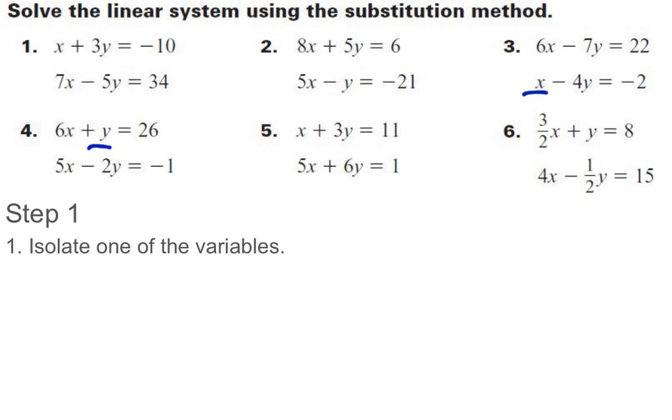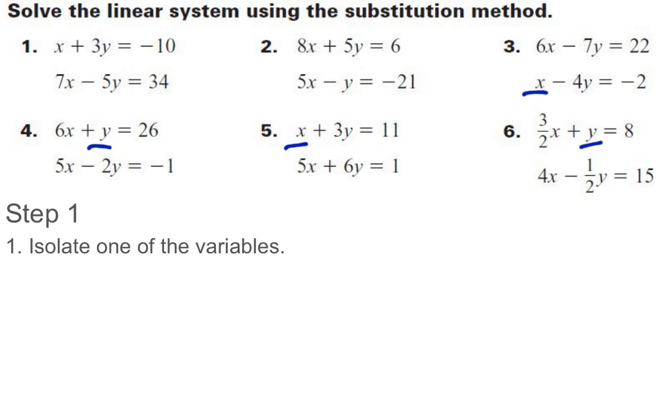Take a look at 5. What would you isolate first? I hope you thought x in the first equation. All of these have a coefficient of 1, making them the easiest to choose. What would you choose in equation 6? Problem 6. I hope you thought to yourself the y would probably be the easier one.